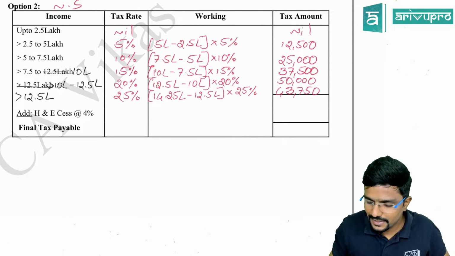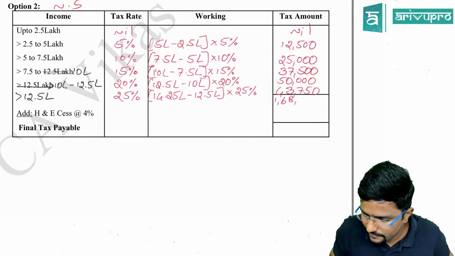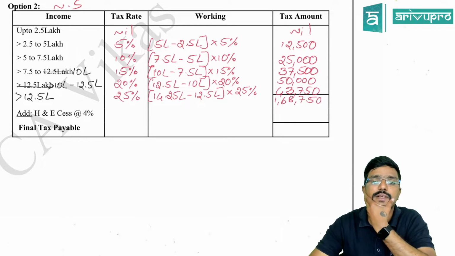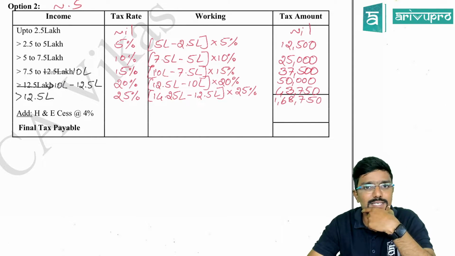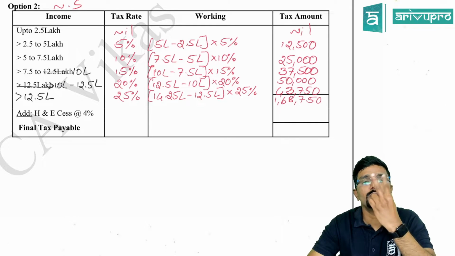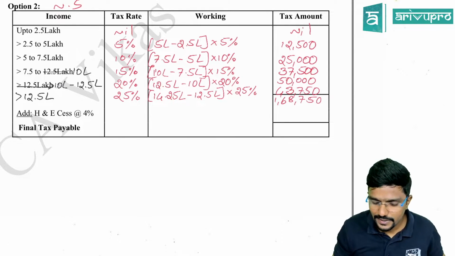So gross tax liability is 1,68,750. Next, check rebate. Is it available? No, sir. Total income more than 5 lakh. Is surcharge applicable? No, sir. Because total income less than 50 lakh. So both are not applicable. Straight away go to health and education cess.